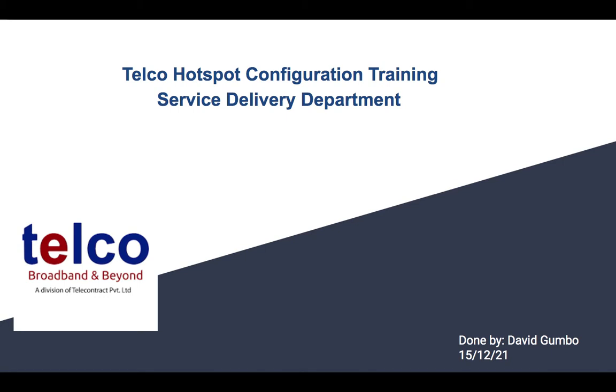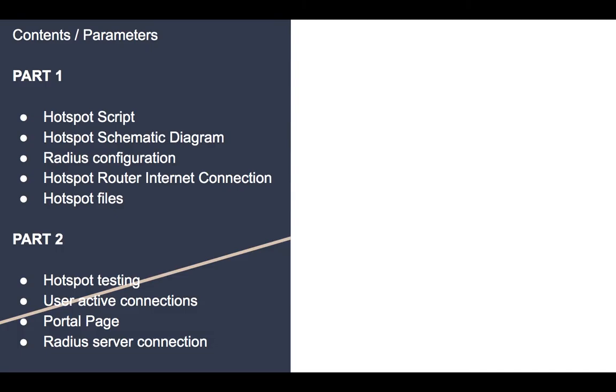So today we're just going to be looking at the telco hotspot configuration. Let's look into what exactly we need to look at when we are talking about the hotspot configuration. We've got part 1 and part 2. Part 1 is mainly the configuration of the router, using the script and editing one or two things on the script, and part 2 is mainly testing. You also check user connectivity, and using the portal page, what we need to look at when we want to connect to the hotspot.